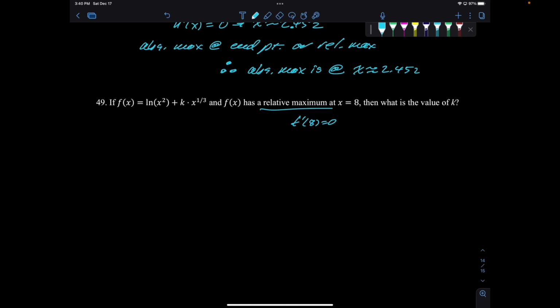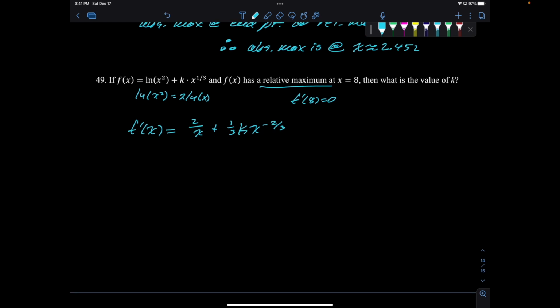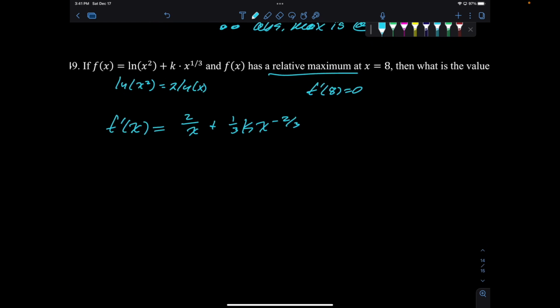So let's see. What's f prime? It's actually easier if you think of the natural log of x squared as 2 times the natural log of x by using properties of natural logs. So then it'll just be 2 over x, and then plus 1/3 k x to the negative 2/3. This doesn't seem easy to solve.